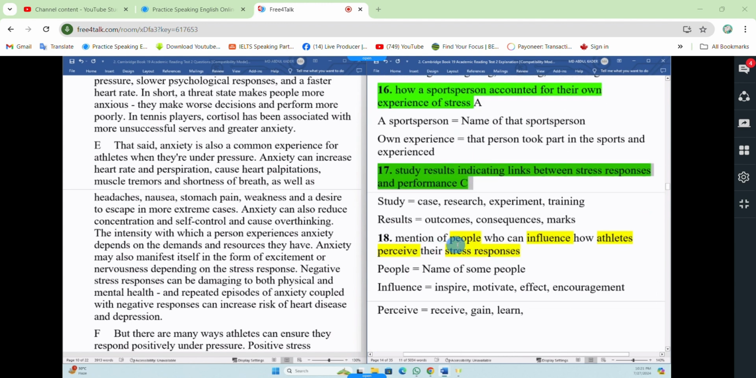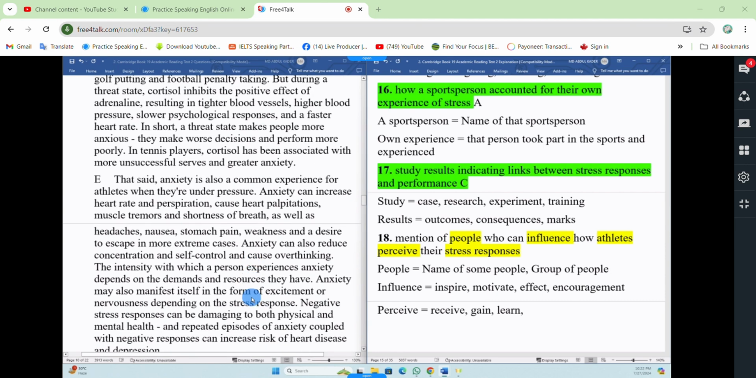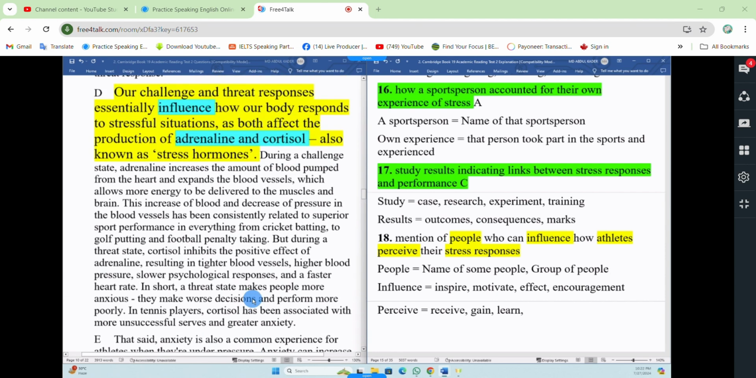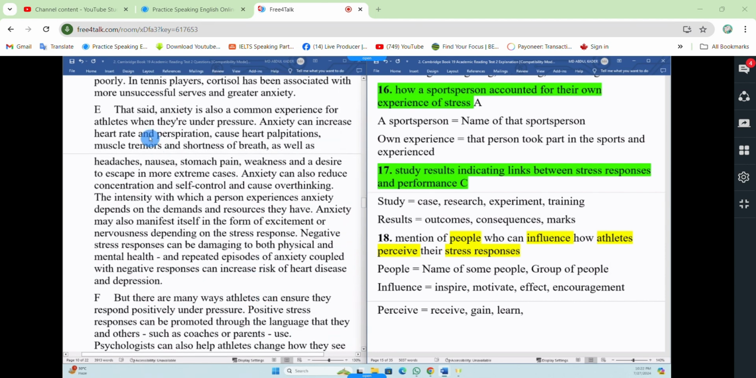And question number 18, mention of people, some people's names or some group of people. For example, name of some people or group of people. Group of people, or common group of people. Okay, whatever you can say. So we are going to read paragraph E. That said, anxiety is also a common experience for athletes. Yes, now our other term is anxiety.